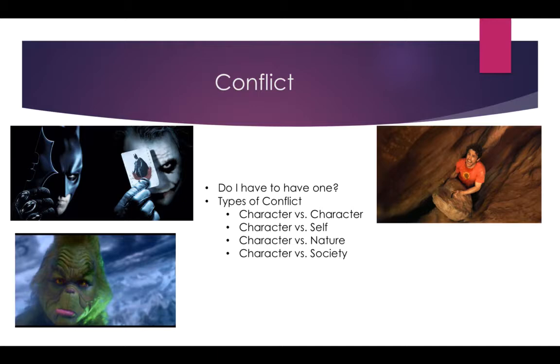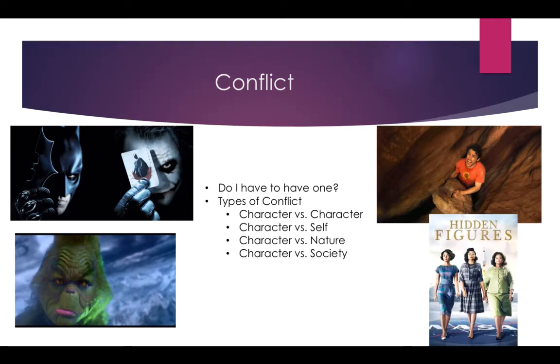Finally, we have character versus society. In this conflict, your character has to overcome some kind of accepted truth or norm of society. I gave you here Hidden Figures, a movie that came out recently about 3 black women who worked for NASA and actually helped launch the space program in many ways. So they were overcoming norms of, hey, we don't let black women in, or we don't let women in at all. So they're overcoming several different norms of society.